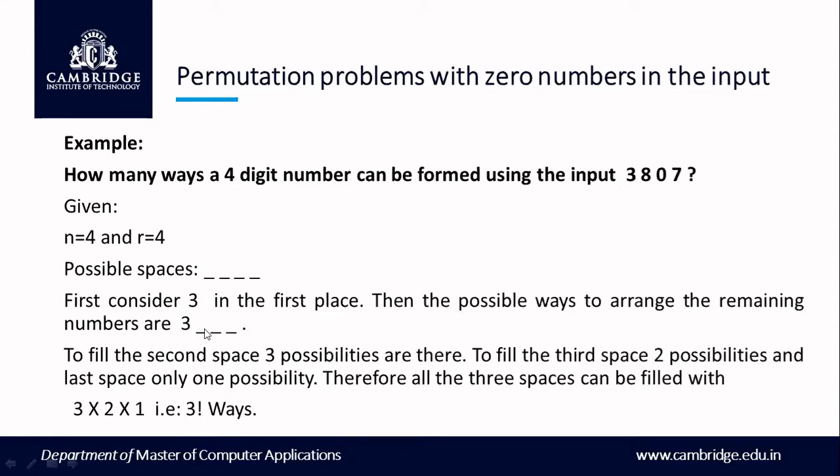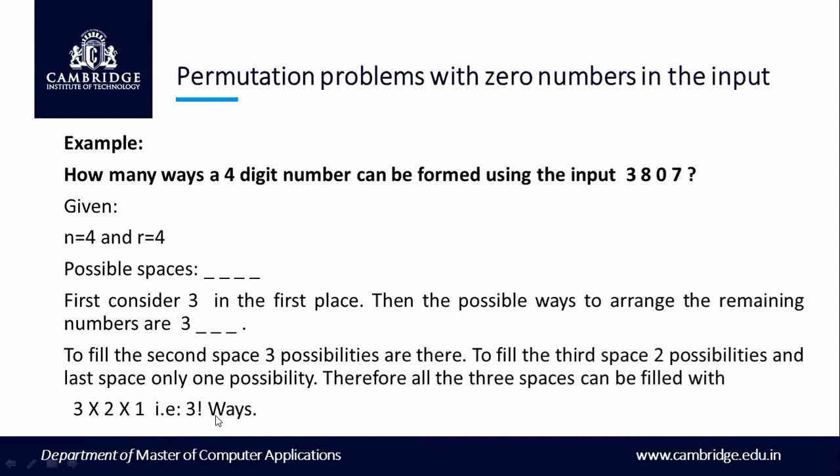What is the answer for the places? It is 3 factorial ways I can arrange. Why? Because the second digit can have 3 ways. The third digit can have only 2 ways of selecting. And the fourth digit can have only 1 way of selection. To fill the second space, 3 possibilities are there. To fill the third space, 2 possibilities are there. And the last space, only 1 possibility. Therefore, all the 3 spaces can be filled with 3 into 2 into 1, that is 3 factorial ways.